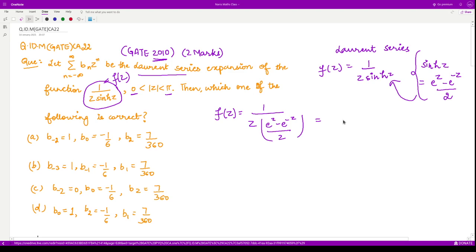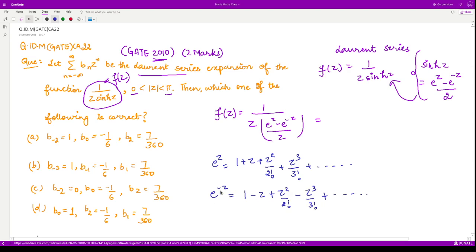So what do we get? We know the expansion for e to the power z: that is basically 1 plus z plus z square by 2 factorial plus z cube by 3 factorial and so on, right? Similarly, the expansion of e to the power minus z would be 1 minus z plus z square by 2 factorial minus z cube by 3 factorial plus so on, right? That means you have just replaced z by minus z in this series.